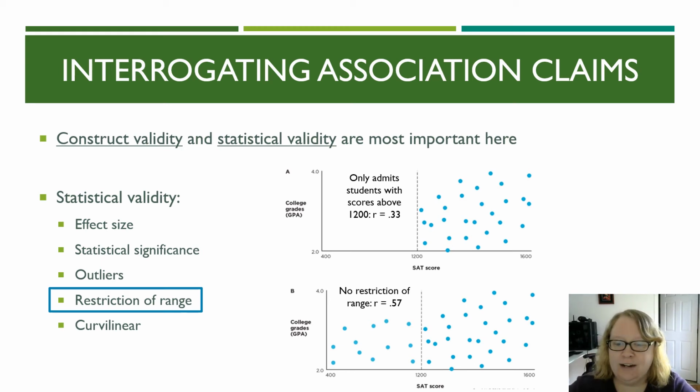It's a little tough to get your head around, but just think of it as you're not measuring the entire variable. You're missing some of that data. That can mess with your statistical validity, can make your association appear larger or smaller than it really is because you're missing part of that data.